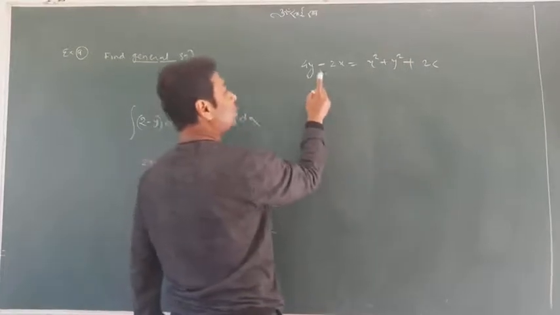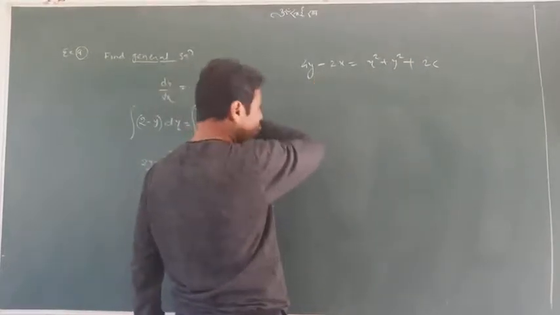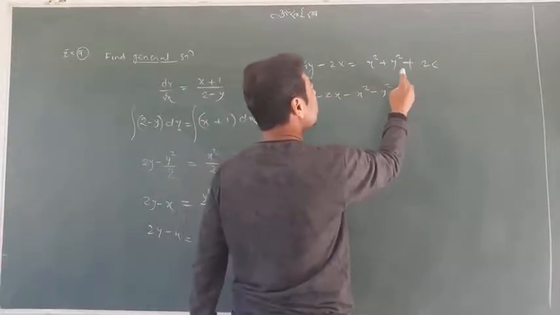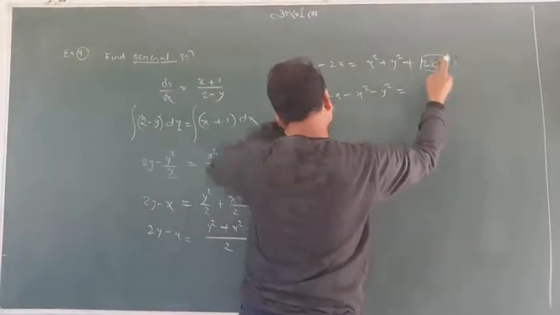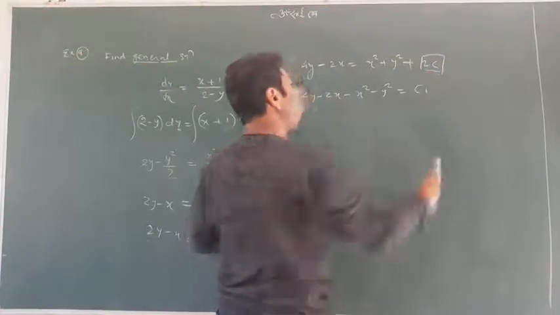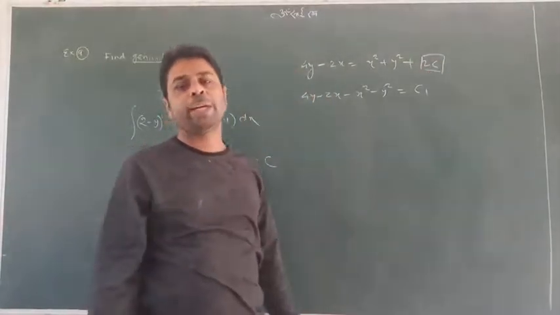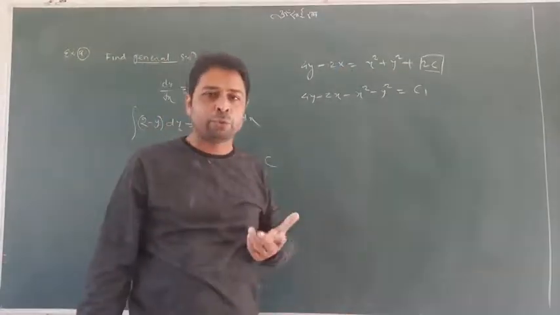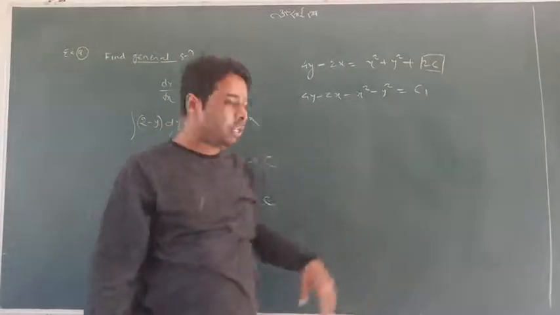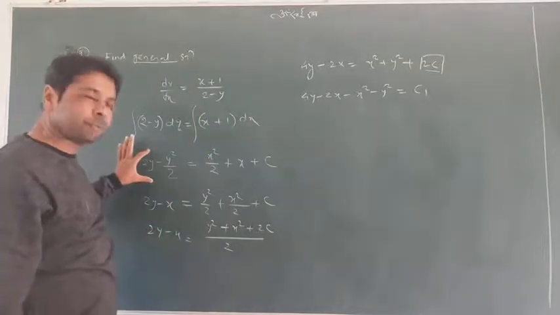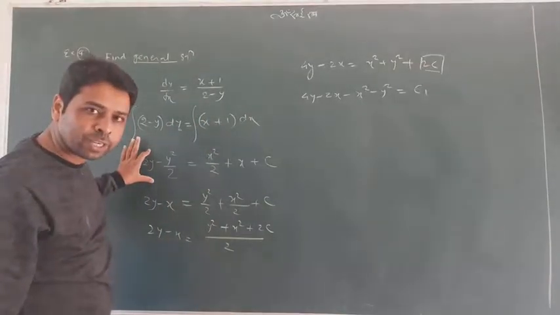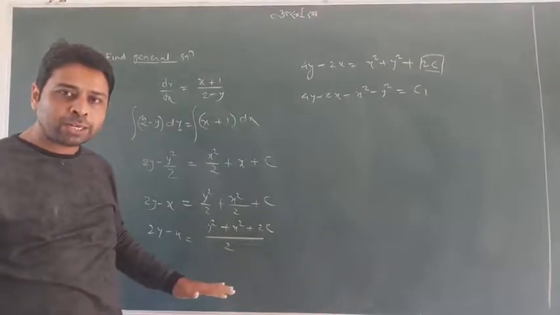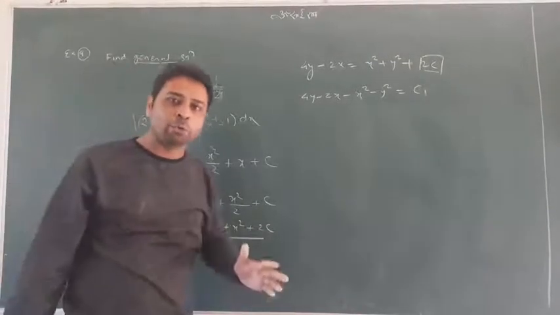Now I want to arrange it. Look: 4y minus 2x minus x square minus y square equal to 2c. I am writing 2c equal to some new constant like c1. If you write 2c, it doesn't matter at all. I know when you see this problem, you will get confused. But actually, your answer has come here. If you want to leave your answer right here, it will be correct. But if you want to simplify from your side, you can. You are free to do this.